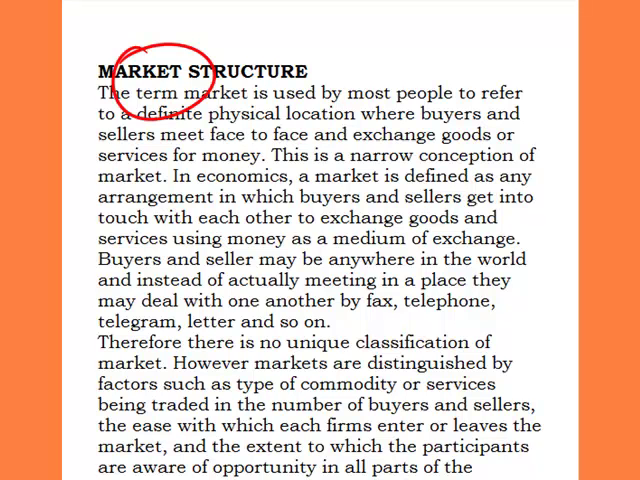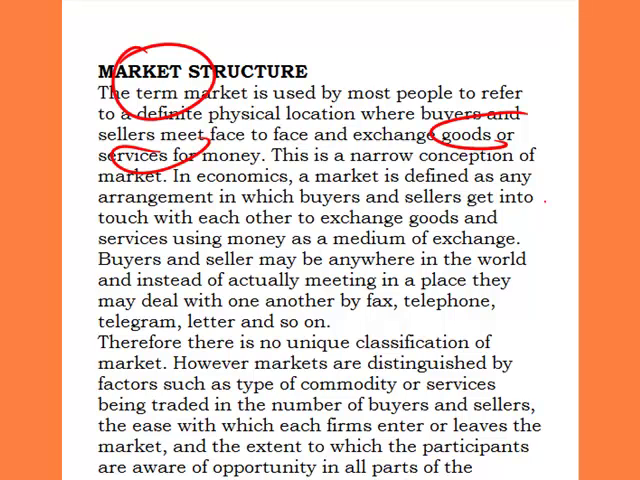Now, let's start. The term market is used by most people to refer to a definite physical location where buyers and sellers meet face to face and exchange goods or services for money. People define market as a particular location where buyers and sellers come in contact for the purpose of exchanging goods and services. That is a narrow definition of a market.